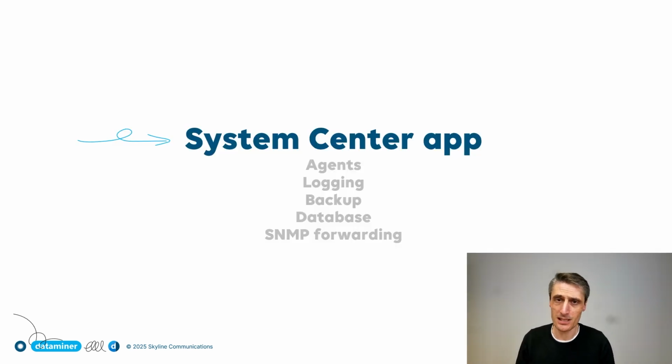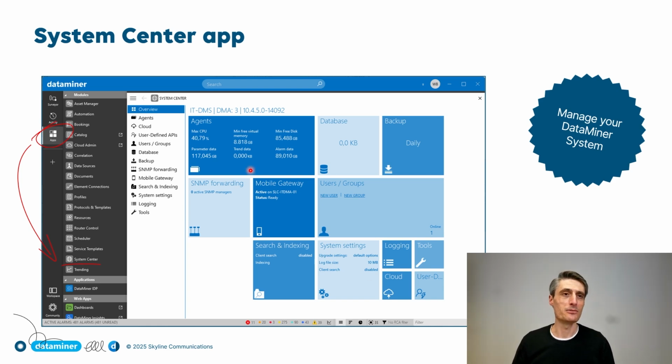So first things first, the System Center app itself. How can we open that up? Well, we need to open up DataMiner Cube, go to the apps section in the side panel, and there you will find System Center underneath the modules section. If you open up System Center, it will open on the overview page, which shows some tiles with summaries of the different subpages we have there. They are listed on the left-hand side as well. So you can select any of those pages to see more details.